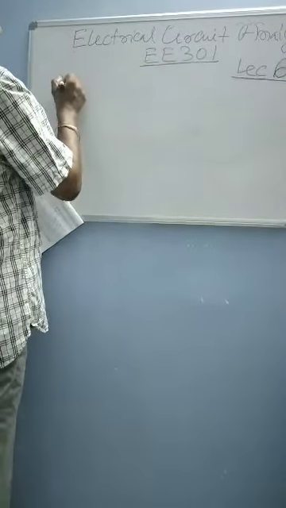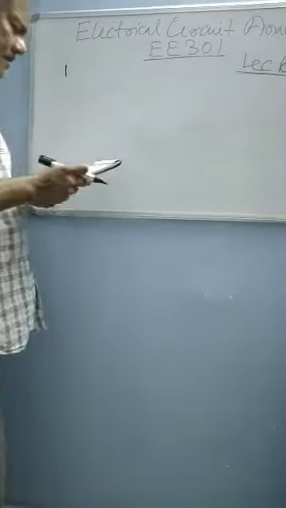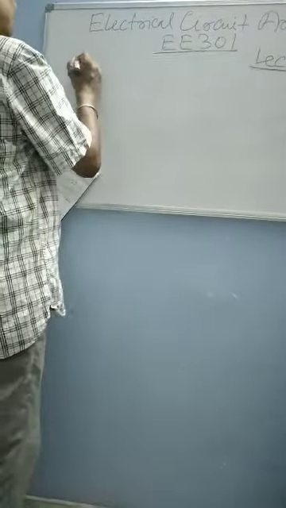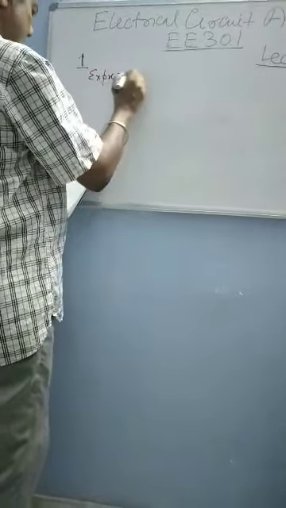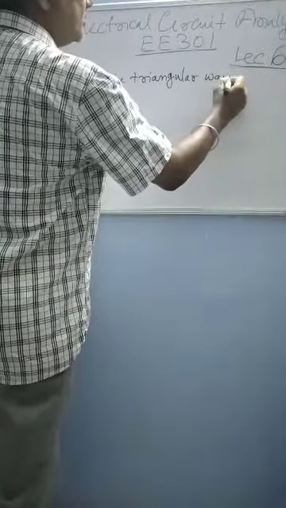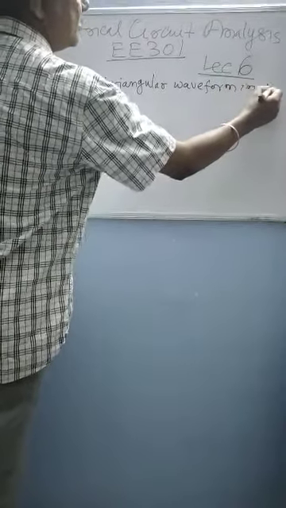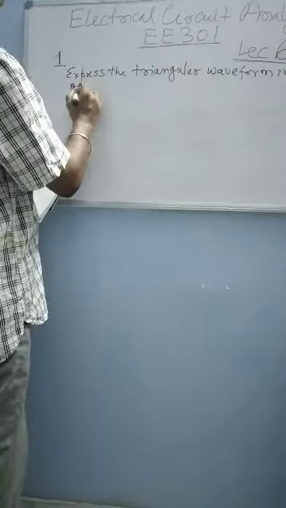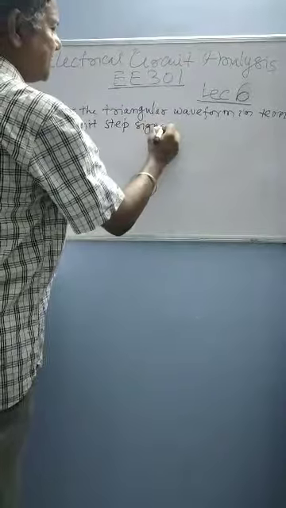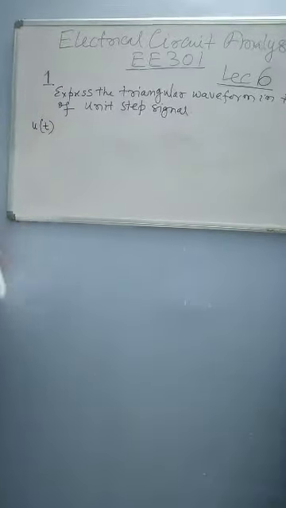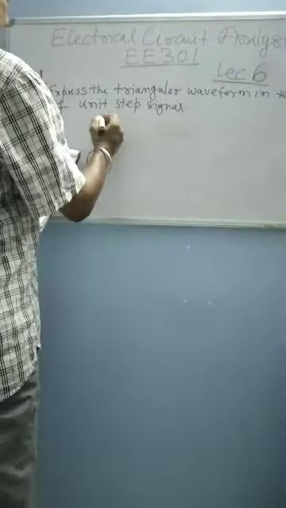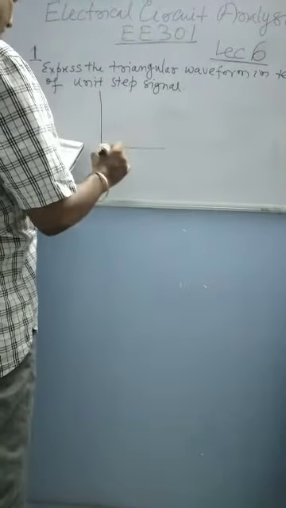So one problem is there. Express the triangular waveform in terms of unit step signals. You know unit step signals are denoted by U of t. So this triangular waveform is given to you and you have to write this waveform in unit step functions.